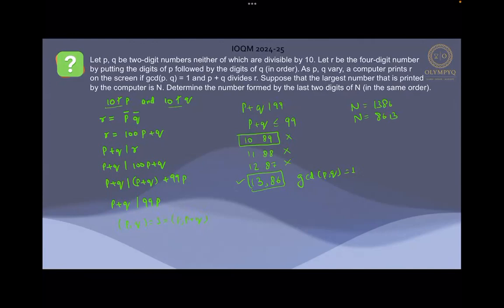Now, they are asking us to find the largest number that is printed, so the N value has to be equal to 8613, and in the final thing they are asking us to find the last two digits of N. So the last two digits of N are 13, and hence 13 has to be the correct answer. Let's verify. Yes, the same answer has been mentioned by the IOQM final answer key as well.